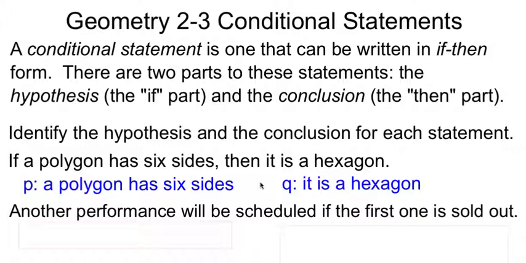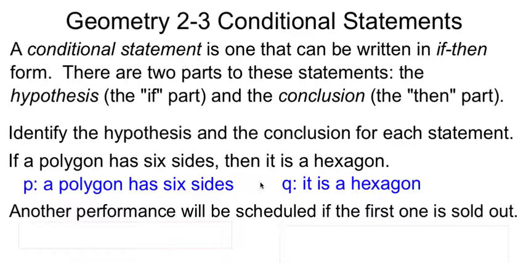Now, technically speaking, I want you to notice here, if and then don't appear as part of your hypothesis or your conclusion. Okay? The statement says if a polygon has 6 sides, but your hypothesis is just that a polygon has 6 sides. Kind of nitpicky, but that's how logicians are.